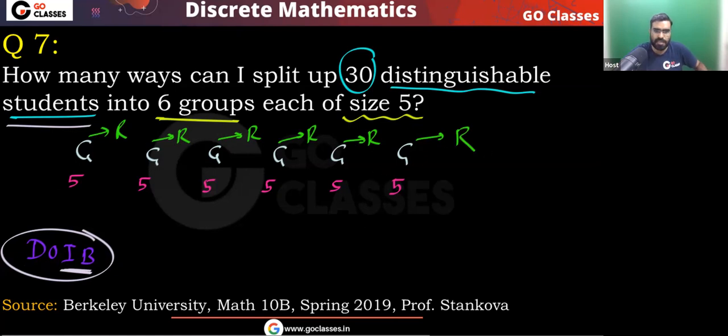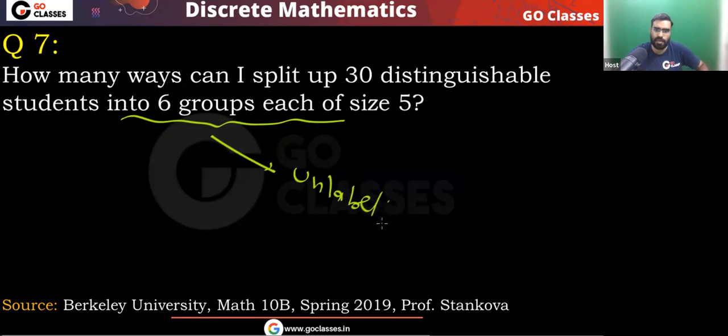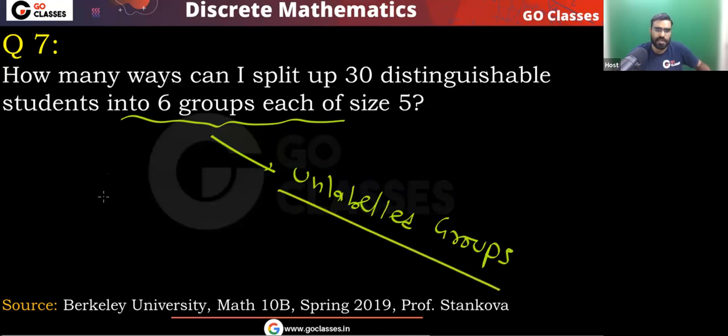Because please understand that in this question, when you read this question, you want 6 groups. So these are very simple. You can see these are unlabeled groups. These are unlabeled groups. Means it's simple like that.